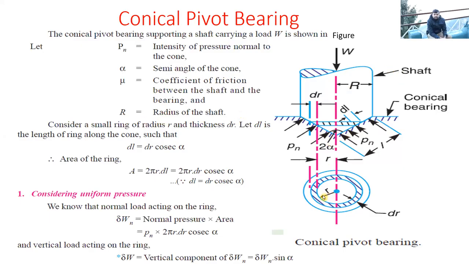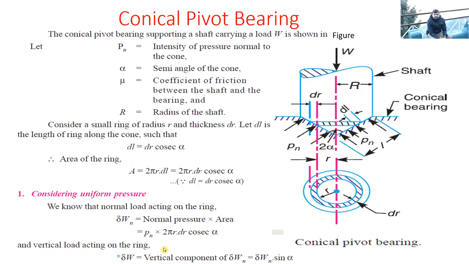So at a radius r, we took a small element having thickness dr. All right, and the slant height of this dr thickness element is dl. Now, by the help of geometry, we saw that dl is equals to dr cosec alpha, and area of this ring would be 2 pi r dr cosec alpha, right? Now first we saw the uniform pressure theory. In uniform pressure theory, the normal load acting on the ring was denoted by del Wn, and it would be normal pressure into area. So it came out like this.